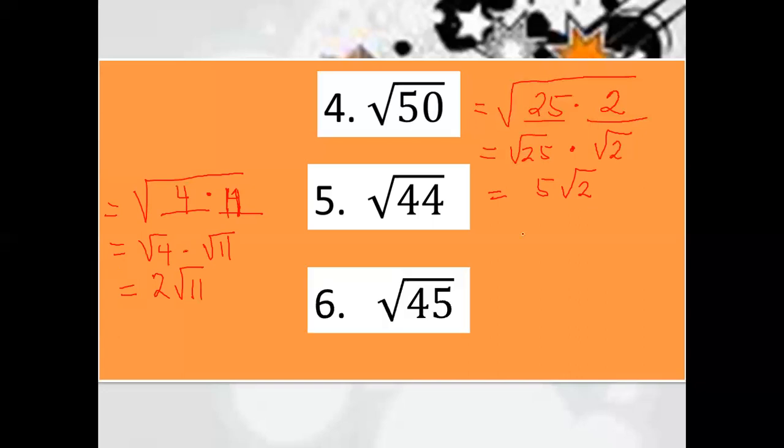How about square root of 45? Identify whether 45 is a perfect square number. 45 is not a perfect square number. Therefore, think of factors of 45 which is a perfect square number. What is the highest perfect square number factor of 45? It's 9. What will you multiply to 9 so that it will give you 45? 5. So 9 times 5 is 45. So we have now square root of 9 times square root of 5. It will give us 3 square root of 5. So our final answer should be equal to 3 square root of 5.